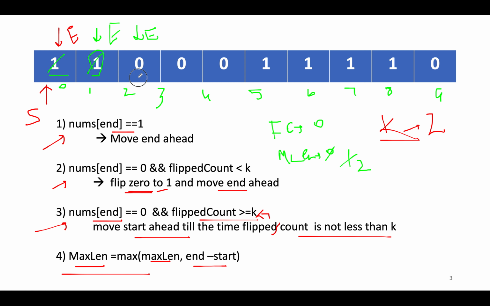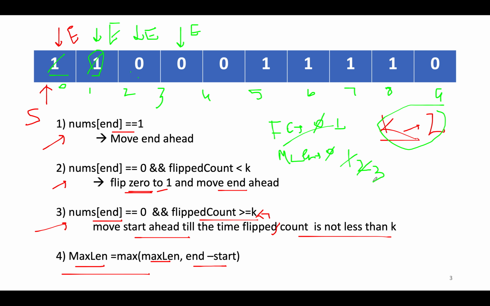And the element that we have here is 0. In case of 0, we check how many elements we have flipped in the past. The flipped count is 0. We haven't flipped anything. So what we are going to do is update the flip count to 1 because it is within the limits of k, which is nothing but 2. 0 is less than 2, so we will update the flip count to 1 and continue the iteration. So this gets updated, and we'll move ahead with the iteration. Now end becomes 3. 3 minus 0 is 3. Max length gets updated to 3.